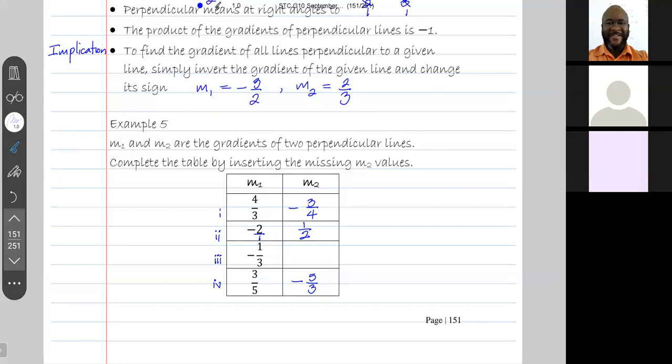Anaya, if the gradient of a line is -1/3, what would be the gradient of a line that is perpendicular to that line? 3. Very good. It should be positive 3/1, which is the same as just saying 3. Very good, guys. So let us stop here.